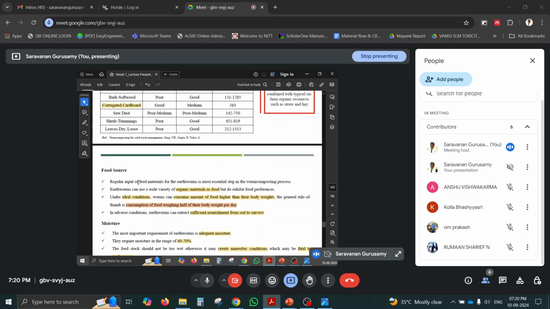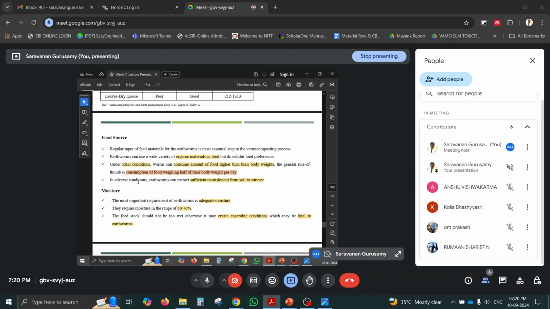How to use the food source? We know what the food source is. Organic matter from the solid waste is the food source, like kitchen waste. The earthworms will consume food more than their body weight. If a worm weighs around 2-3 grams, it will eat around 6 grams also. So optimum consumption is around half of their body weight per day. So in one day itself it will eat around half of its body weight. Then the rate of degradation will be higher. In adverse conditions, earthworms can extract sufficient nutrition from the soil also, to survive in colder regions.